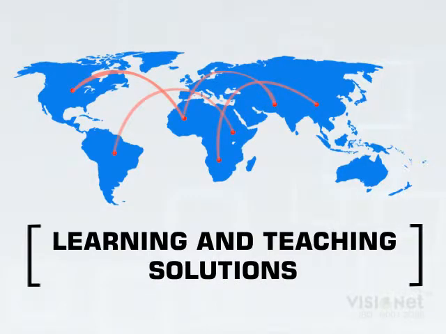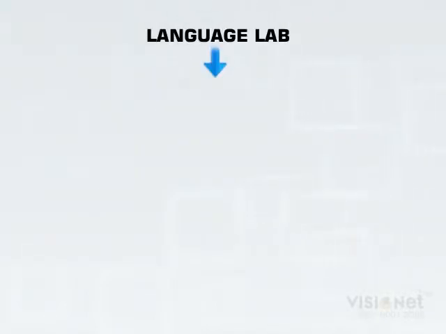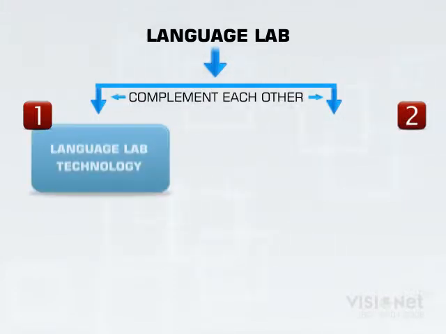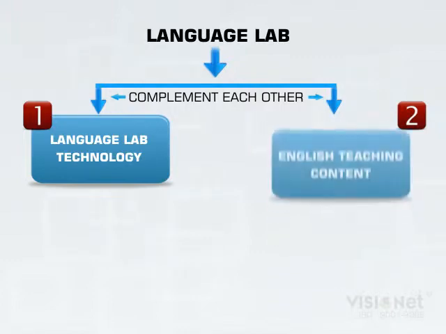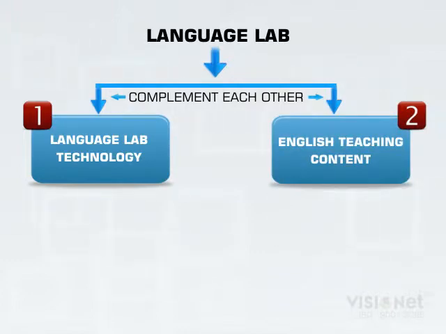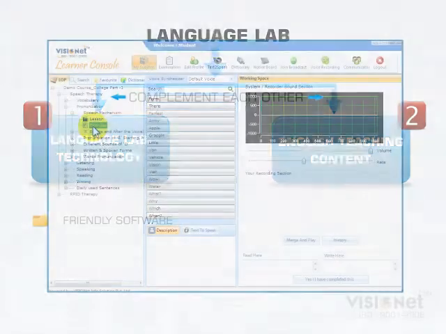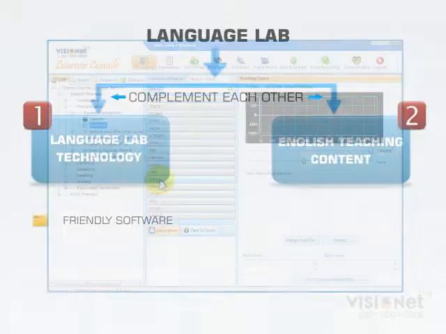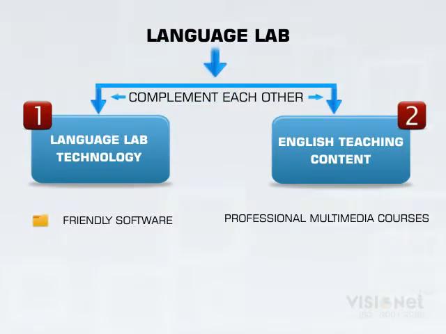teaching solutions. The Language Lab has two components and both complement each other: the Language Lab technology and the English teaching content. It is a friendly software. Browse your way through the interactive and fun-to-use Language Lab. We have professional multimedia-based communicative English and personality development courses divided into 3 levels of competency: basic, intermediate, and advanced. Let's deal with the features in detail.